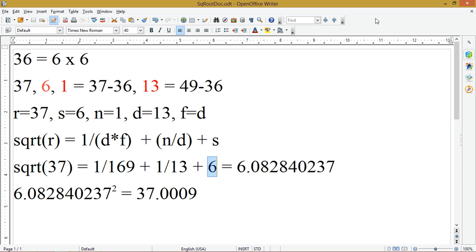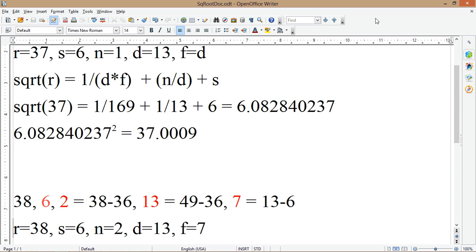Now this algebraic expression yields a number of 6.082840237. When we square that, or you can multiply it by itself, it yields a result of 37.0009. So is this number an absolutely perfect square root for 37? No, it's not. But it's very, very close and it's very accurate, yes? Let's move on to 38 and see how we do that.